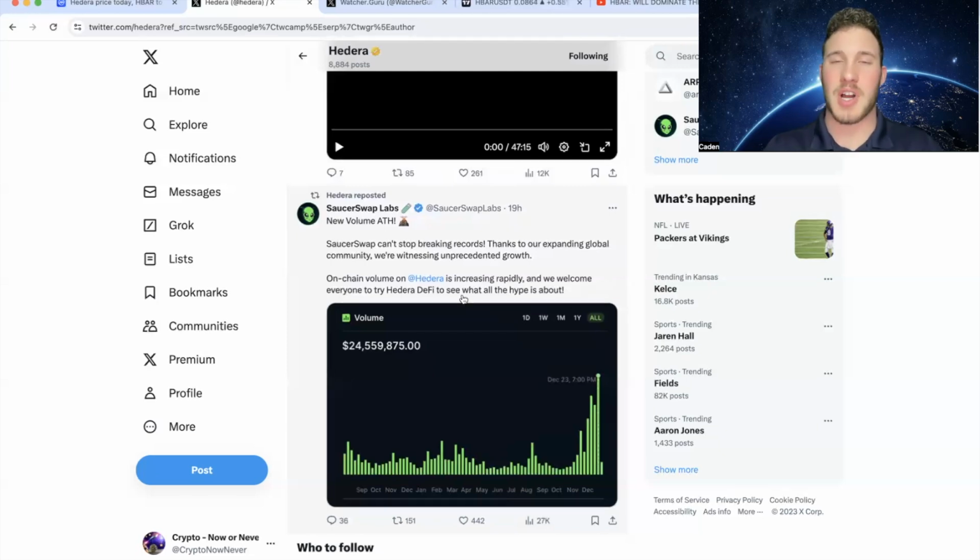And I've talked about SaucerSwap in several of my previous Hbar videos. The reality is that if Hedera is going to thrive, they need a successful DEX. All of the popular layer ones have one. Whether it's Uniswap for Ethereum, PancakeSwap for BNB, so on, they all have one. So definitely keep your eyes on SaucerSwap.